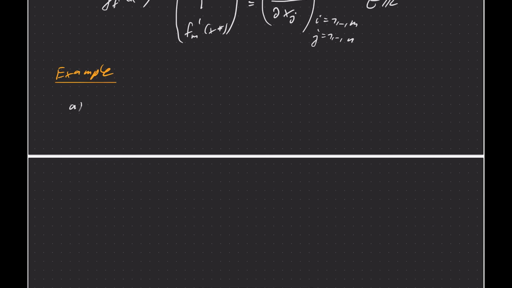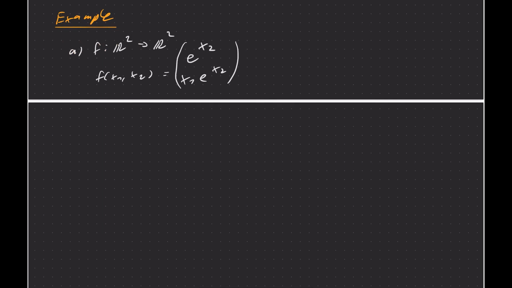We'll start with a function that maps from R2 to R2. We'll define that function as f of x1, x2 equals, let's say, e to the x2 and x1 e to the x2. So that's a function that takes two variables as input and outputs a two-dimensional vector.